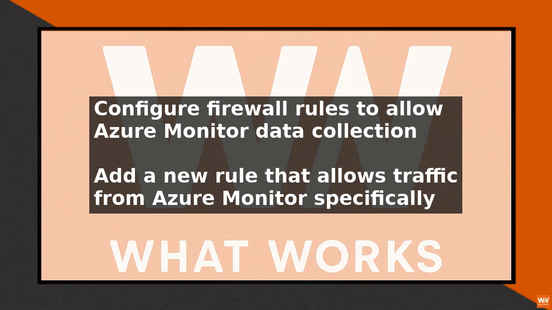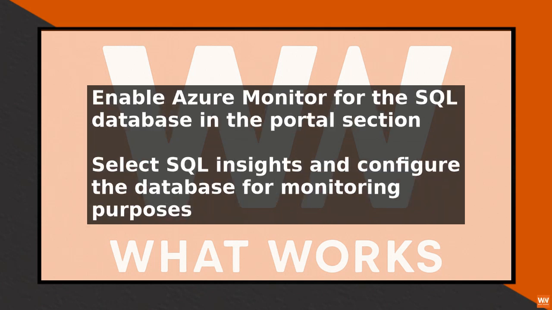Azure Monitor. Now, enable Azure Monitor for your SQL database by going to the Azure Monitor section in the Azure portal. Click on the Insights tab and select SQL Insights. Then, click on the Configure button and select your SQL database. Azure Monitor will start collecting data from your SQL database, including performance metrics, query performance, and error logs. You can view this data in the Azure Monitor portal by navigating to the Insights tab and selecting SQL Insights.